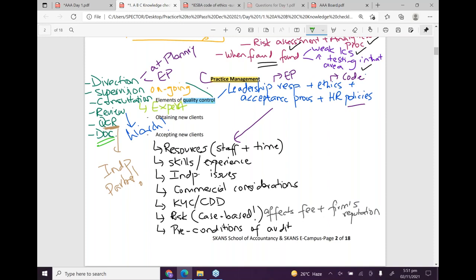The next part is obtaining new clients. Very simple, not very frequently tested, but easy marks. So you should know that I can get clients by advertising. You should know ACCA's guidelines for advertising. You should know I can get clients by submitting a tender, learn the contents of a tender document.